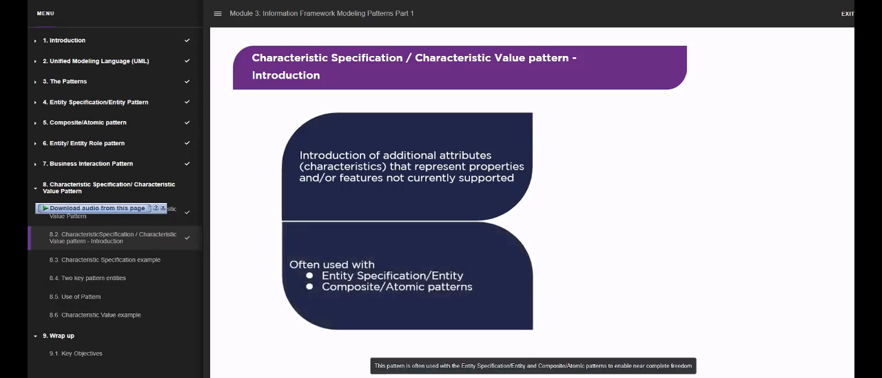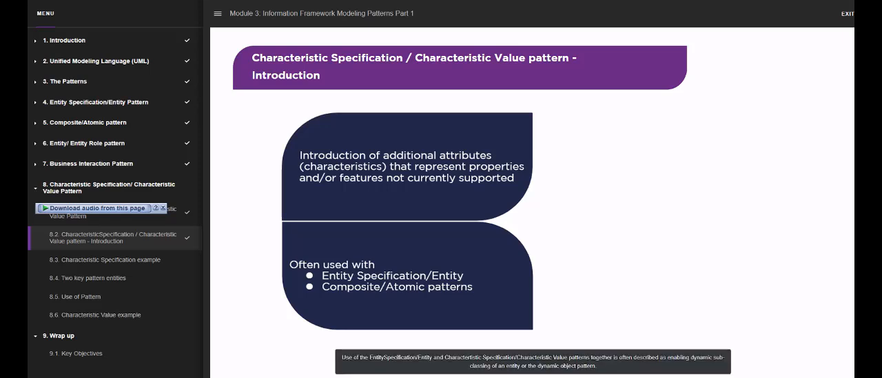This pattern is often used with an entity specification entity and composite atomic patterns to enable near complete freedom, dynamic extensibility, in defining any type of entity or subclass and its attributes together with the various ways to group the entities. Use of the entity specification entity and characteristic specification characteristic value patterns together is often described as enabling dynamic subclassing of an entity or the dynamic object pattern.